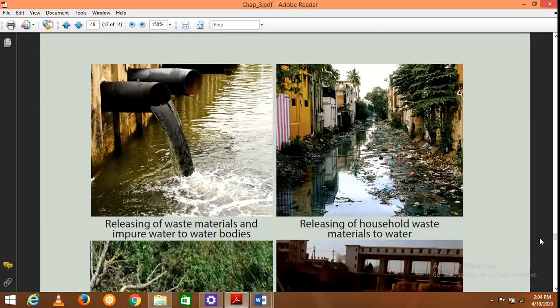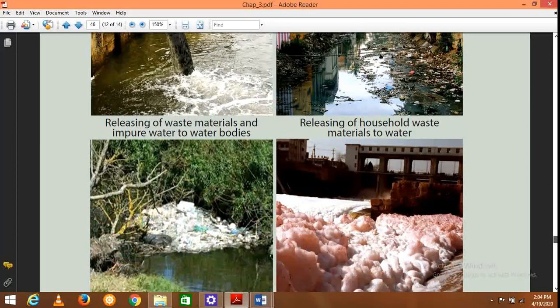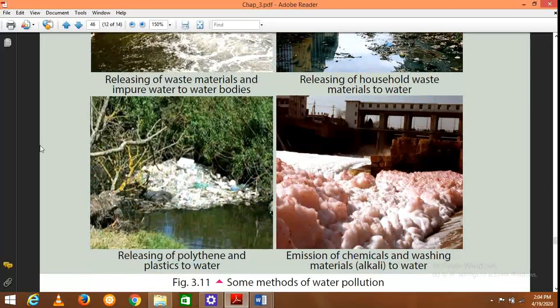polluting mother nature. Here you can see releasing of waste materials and impure water into water bodies, and releasing of household materials to water. The solid waste is added into water. And in this diagram you can see releasing of plastic and polythene into water bodies. In our country also this is very common. Some of the rivers are filled with this polythene and plastic.